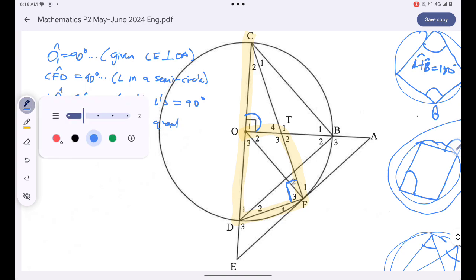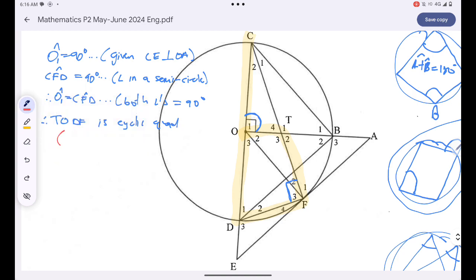And the reason behind that, let me write it in red. The reason will simply say the exterior angle is equal to the interior opposite angle. And then you must write down those two angles: O1 is equal to angle CFD. Now I've proven that TOFD is a cyclic quad.